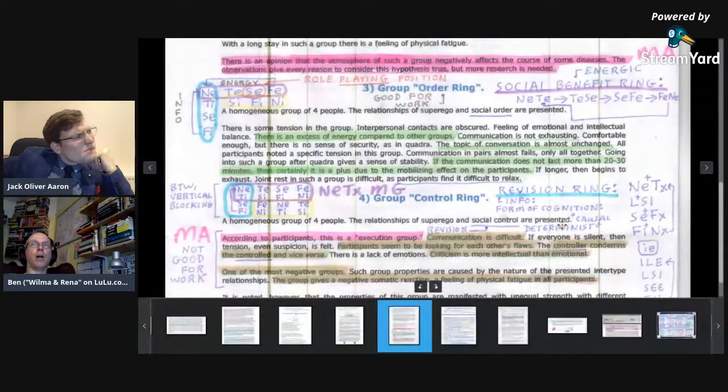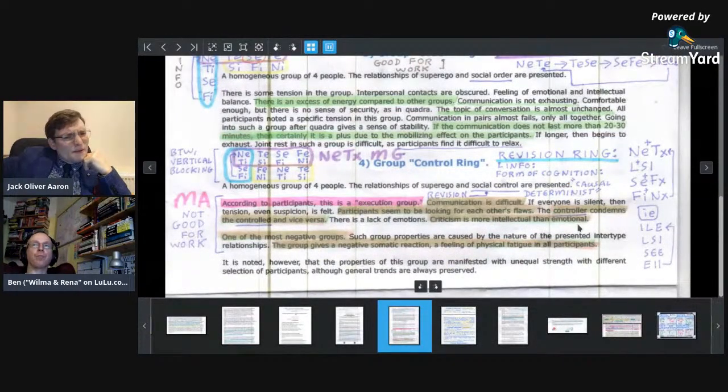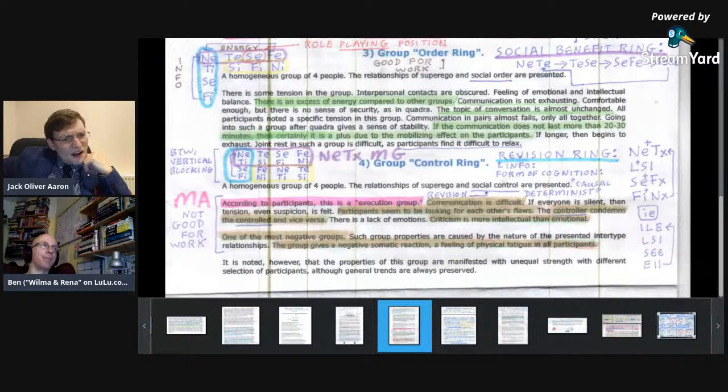So I have this for the other group. Now this is the revision ring. So you take an ILE, but the introverted logic only comes in when they stop and think. Is that... I think that is too drastic a way of putting it. It's not quite like that. It's in a separate graphic.